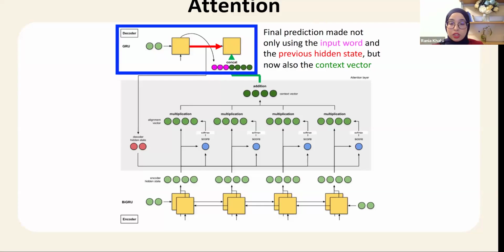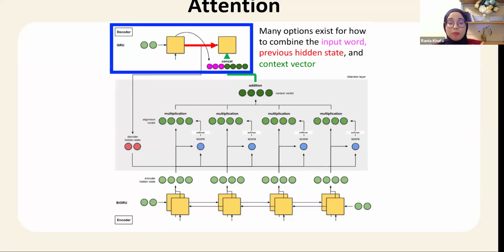And now the question becomes, how do we combine these elements? We can combine these three elements in different ways. For example, we can sum them, we can concatenate them, we can consider taking the mean as well. So we have several options, but the essential point is that we must combine these three components in some form to produce the final output representation.